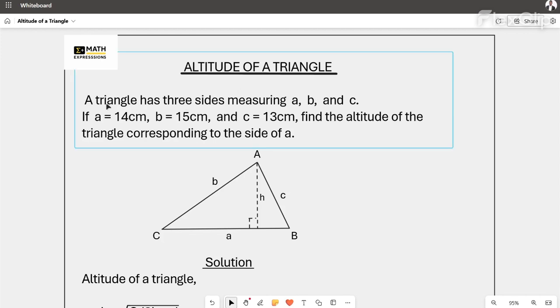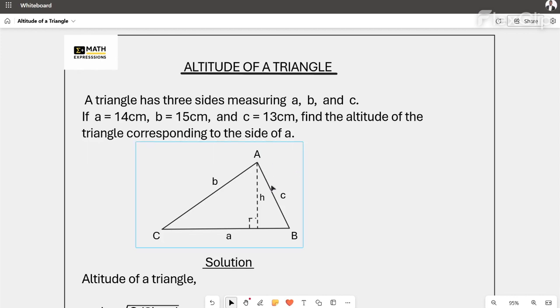The question says a triangle has three sides measuring A, B, and C. If A is equal to 14 centimeter, B is equal to 15 centimeter, and C is equal to 13 centimeter, find the altitude of the triangle corresponding to the side of A.